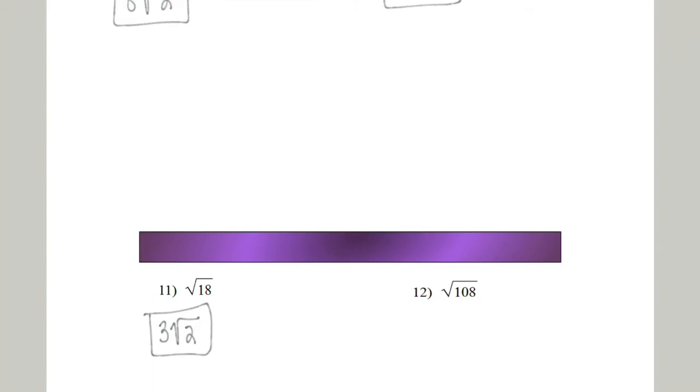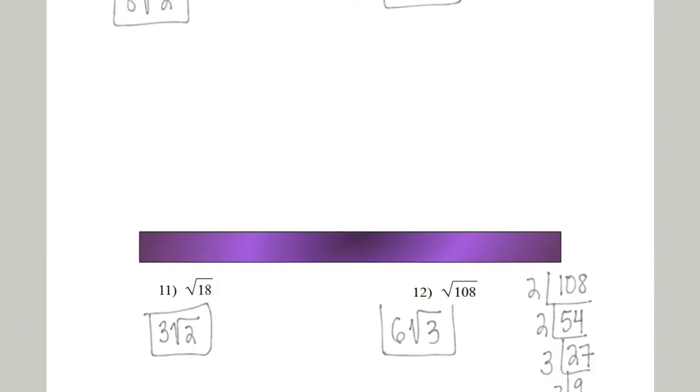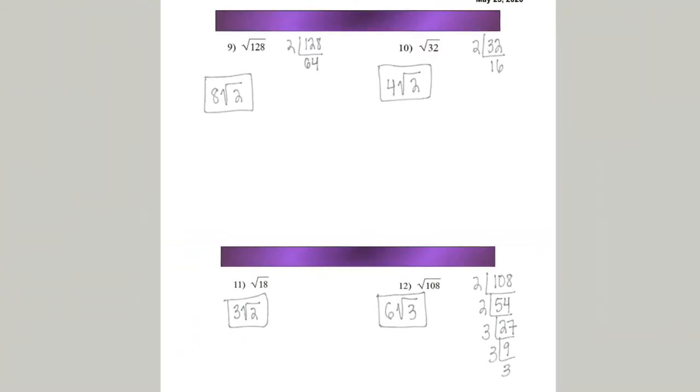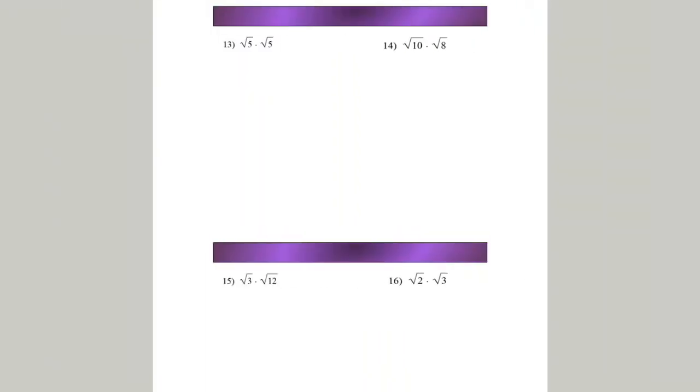And 108, got to do a little bit of work with 108. 2 goes into 108 54 times. 2 goes into 54 27 times. And then I've got 3, 9, 3, and 3. So we have 6 times the square root of 3. So those are our four tries right there.